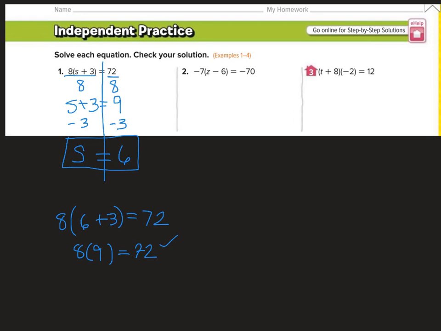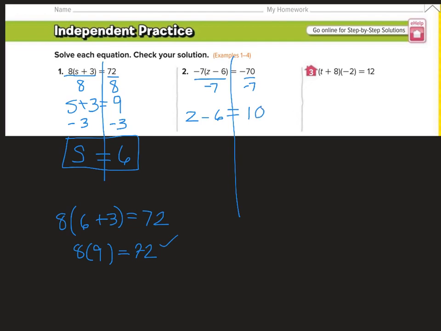Number 2, negative 7 times the difference of z and 6 equals negative 70. Divide both sides by negative 7 to get z minus 6 by itself. Negative 7 divided by negative 7 is 1, and negative 70 divided by negative 7 is positive 10.